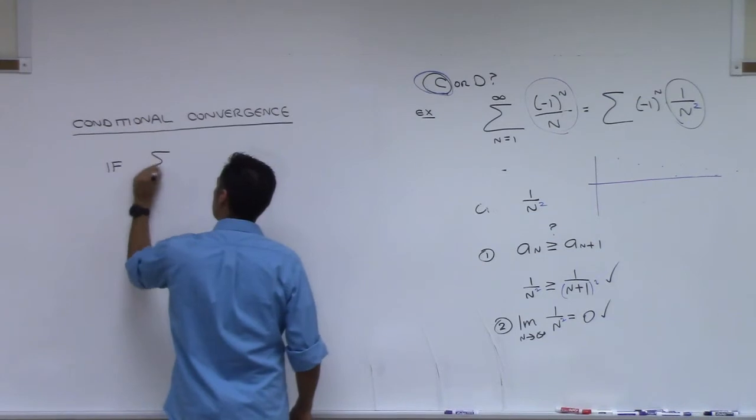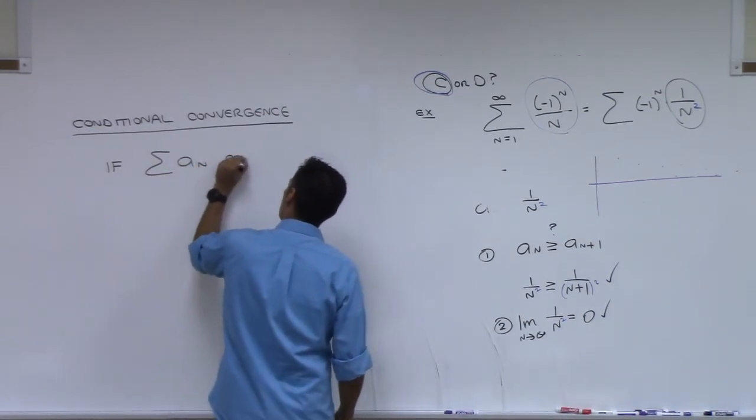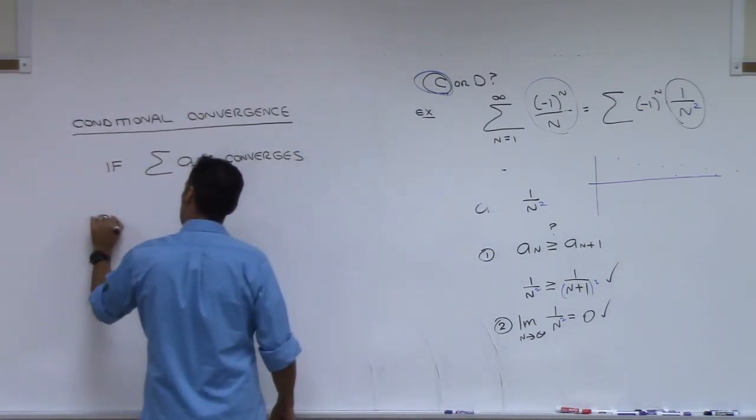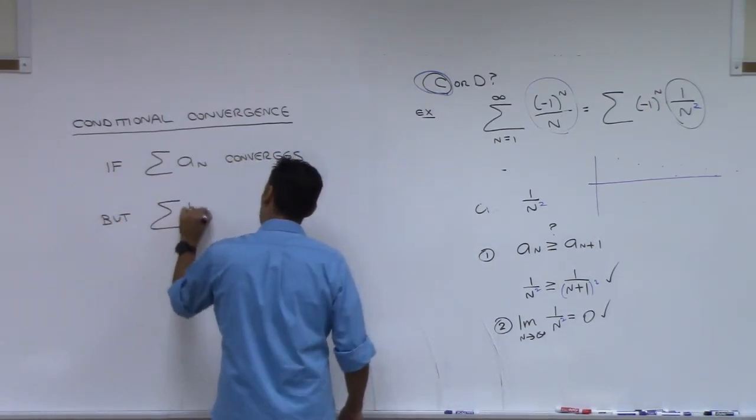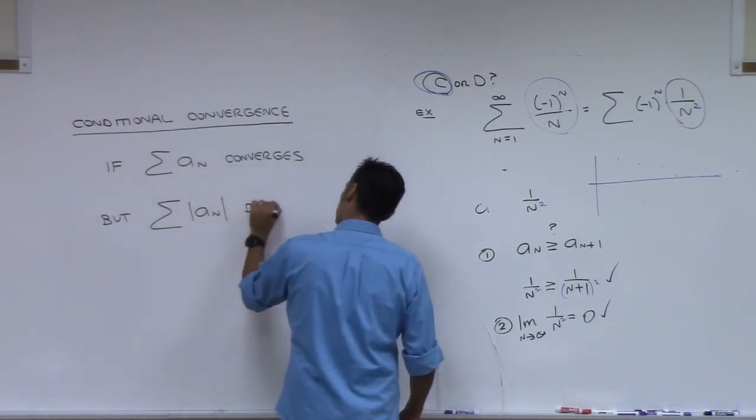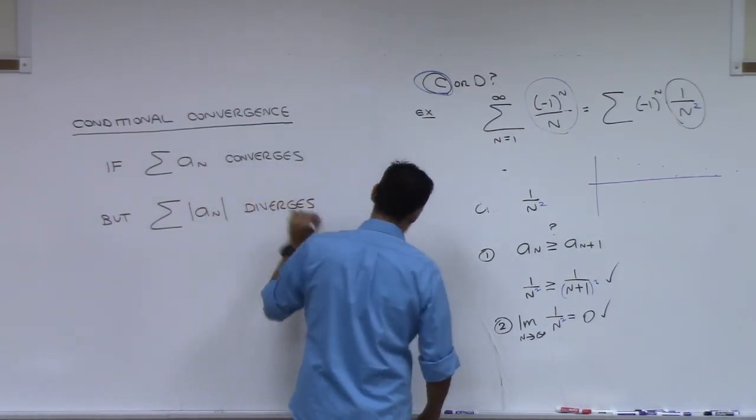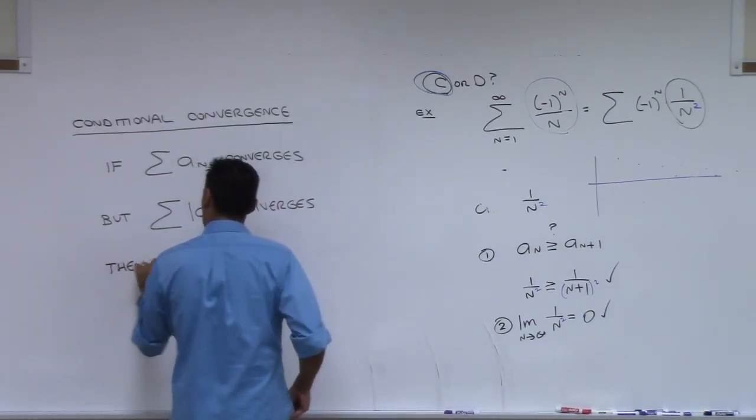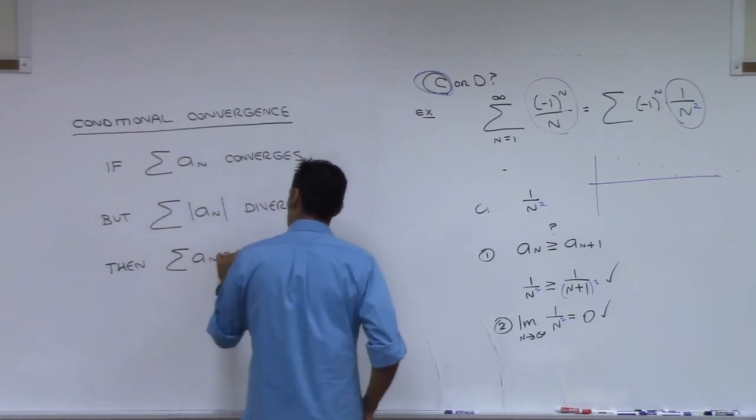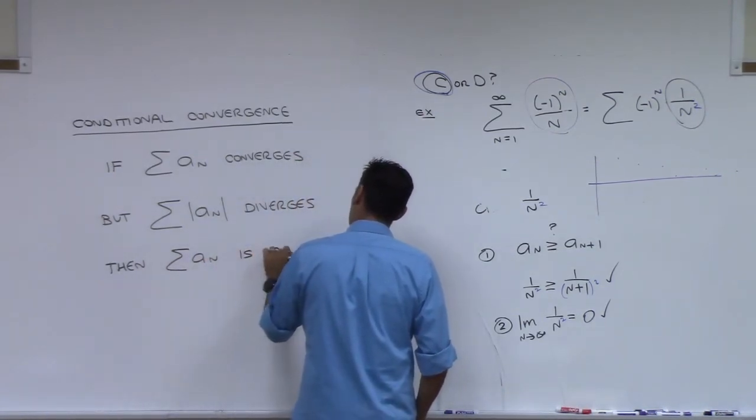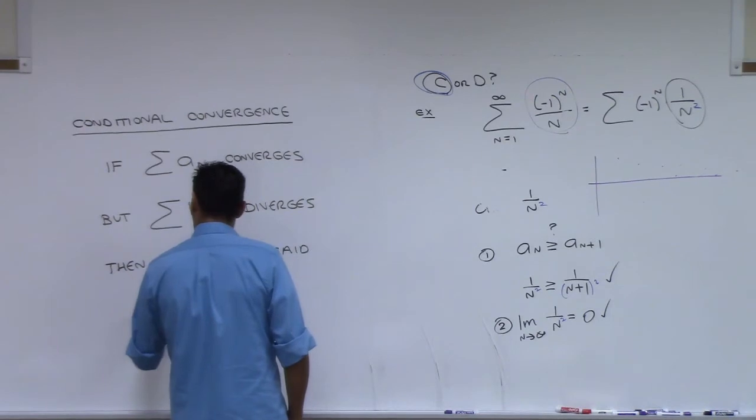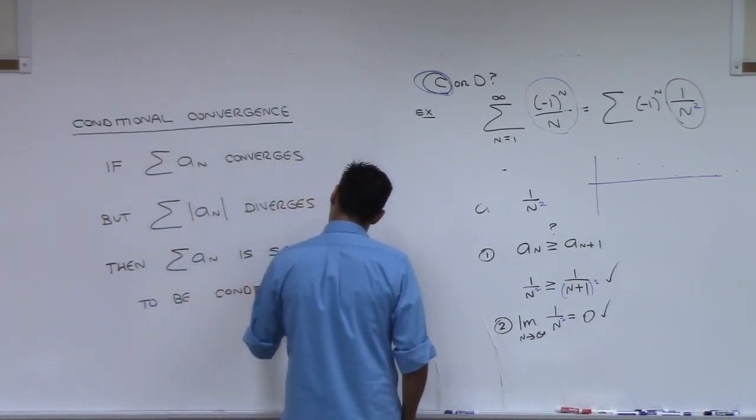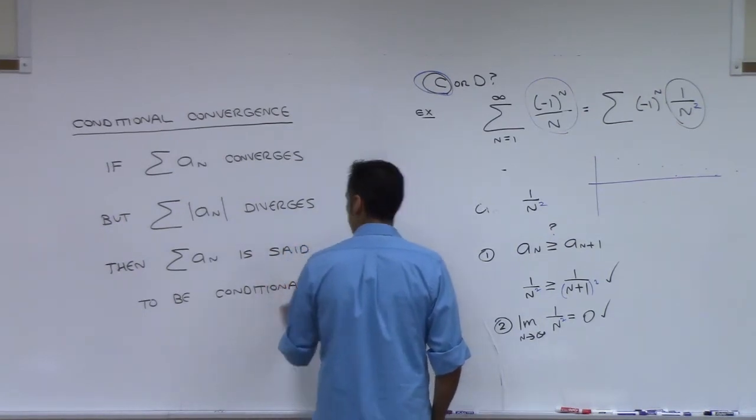If a series converges, but the absolute value of it diverges, then the original series is said to be conditionally convergent.